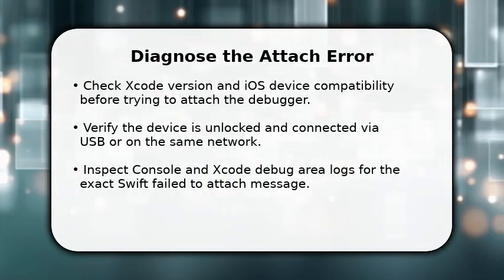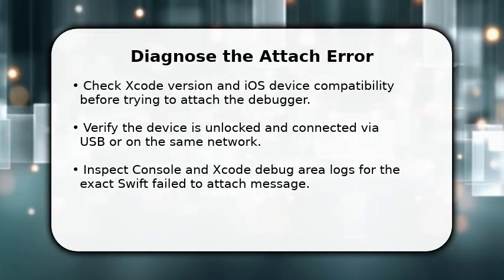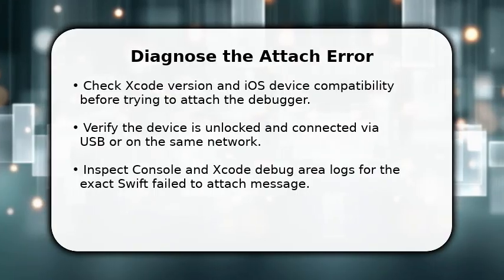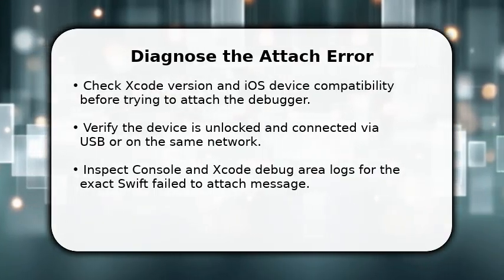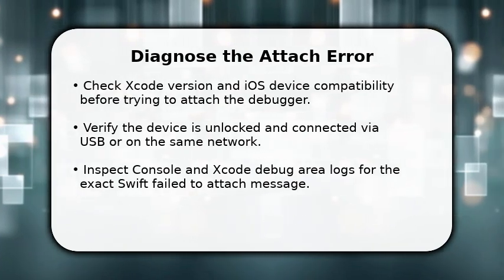Open Xcode's Devices and Simulators window and view device logs for detailed errors. Capture the exact Swift failed to attach text from the console to guide fixes. Note whether this happens on simulator, physical device, or both.